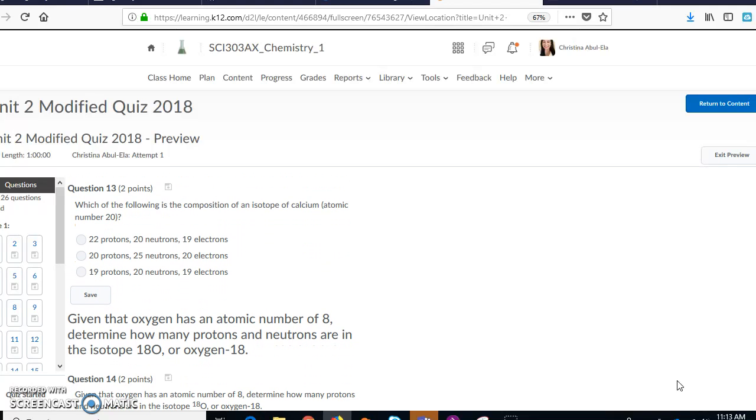Question 13. Which of the following is the composition of an isotope of calcium, atomic number 20? Is it 22 protons, 20 neutrons, 19 electrons? Choice B is 20 protons, 25 neutrons, 20 electrons. Choice C, 19 protons, 20 neutrons, 19 electrons.